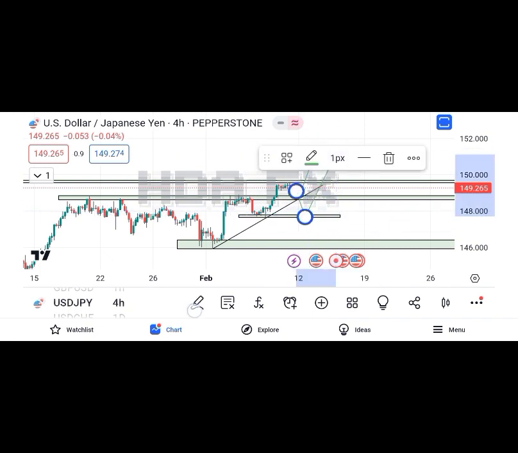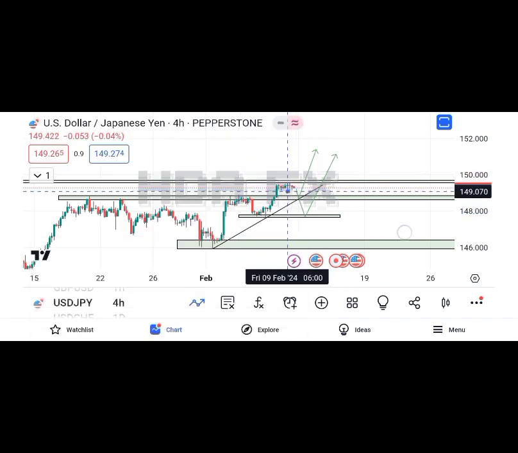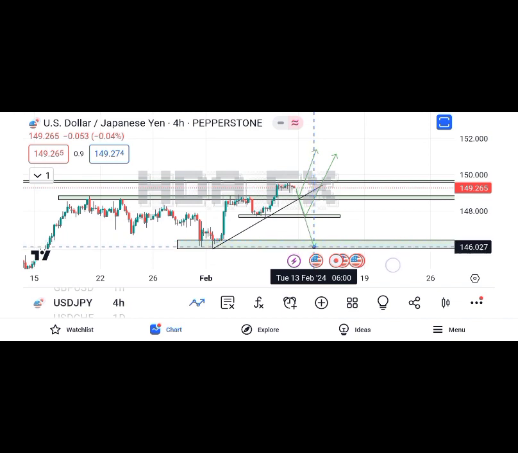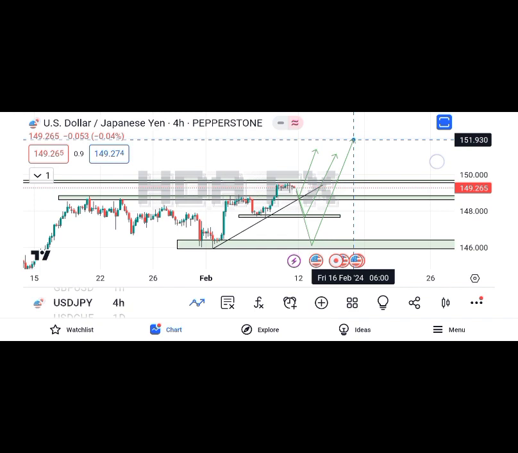Or we can also wait for price to break this whole structure. In case price breaks this whole structure, we also have another key zone here, and look for buying confirming candles, then we buy our USD JPY. So this is my simple analysis on USD JPY for this coming week.